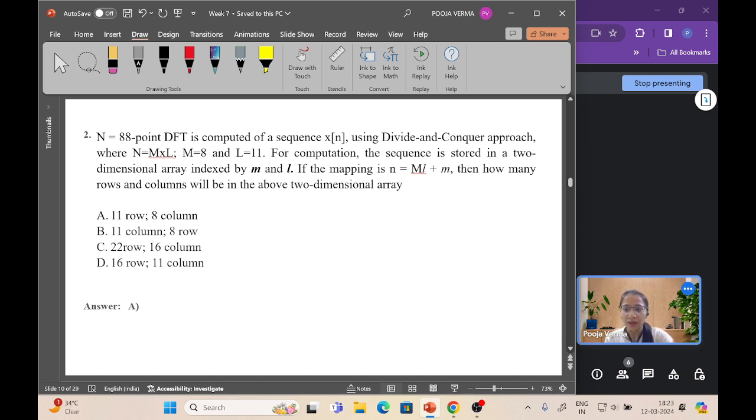The second question: an N equal to 88 point DFT is computed of a sequence x of n using the divide and conquer approach, where N is equal to M cross L, and M is equal to 8 and L is equal to 11 is given. For computation, the sequence is stored in a two-dimensional array indexed by m and l. If mapping is done as n is equal to Ml plus m, then how many rows and columns will be in the above two-dimensional array?